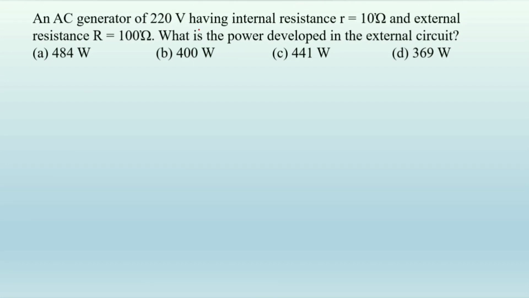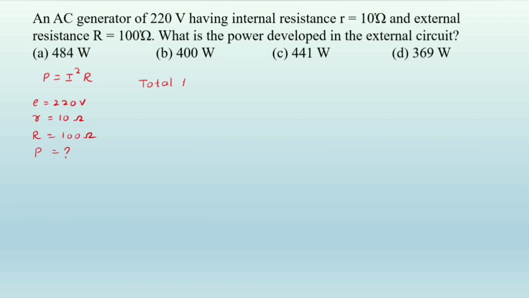An AC generator of 220 volt having internal resistance r equal to 10 ohm and external resistance R equal to 100 ohm. What is the power developed in the external circuit? So we have to calculate the power developed in the external circuit. We have the equation for power P equal to I square R. Before that we can note down the givens: E equal to 220 volt, internal resistance is 10 ohm, external resistance is 100 ohm.